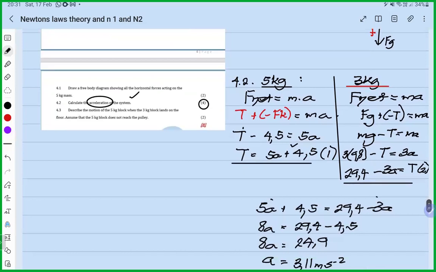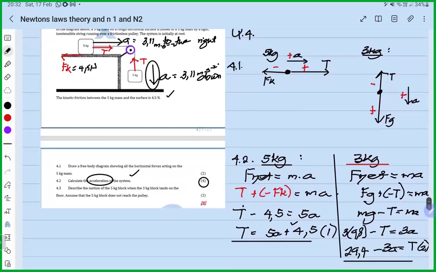Then it says, describe the motion of the 5 kilogram block when the 3 kilogram. Yes, sir. So you said for the 3 kilograms, you said that Fg was equal to mg, sir. Yes, sir. The gravitational force. Yes, sir. Oh, never mind, sir. Sorry. Okay.